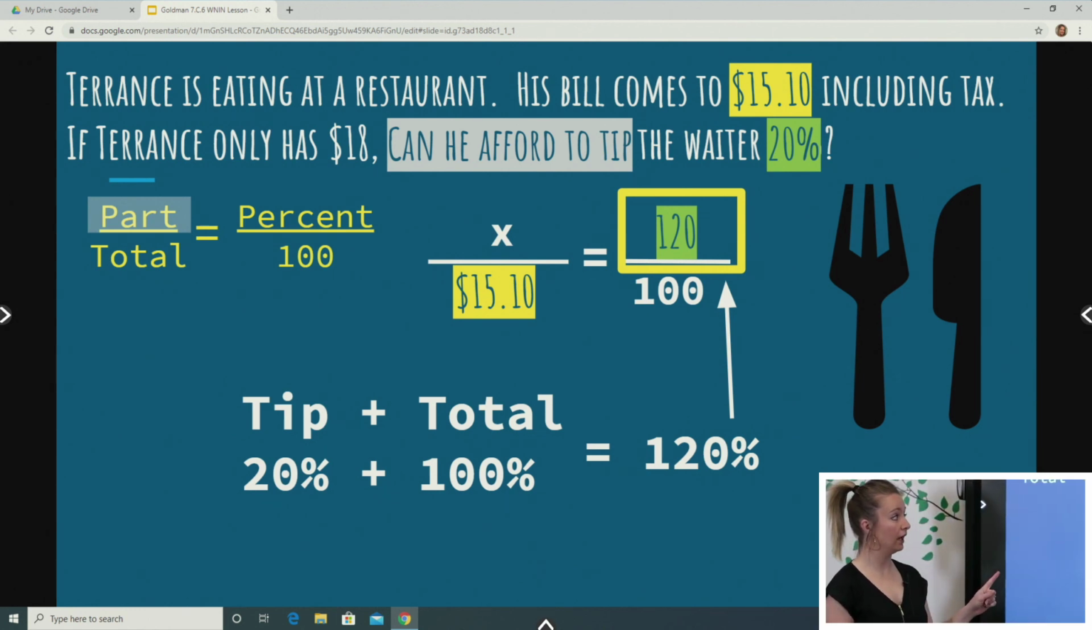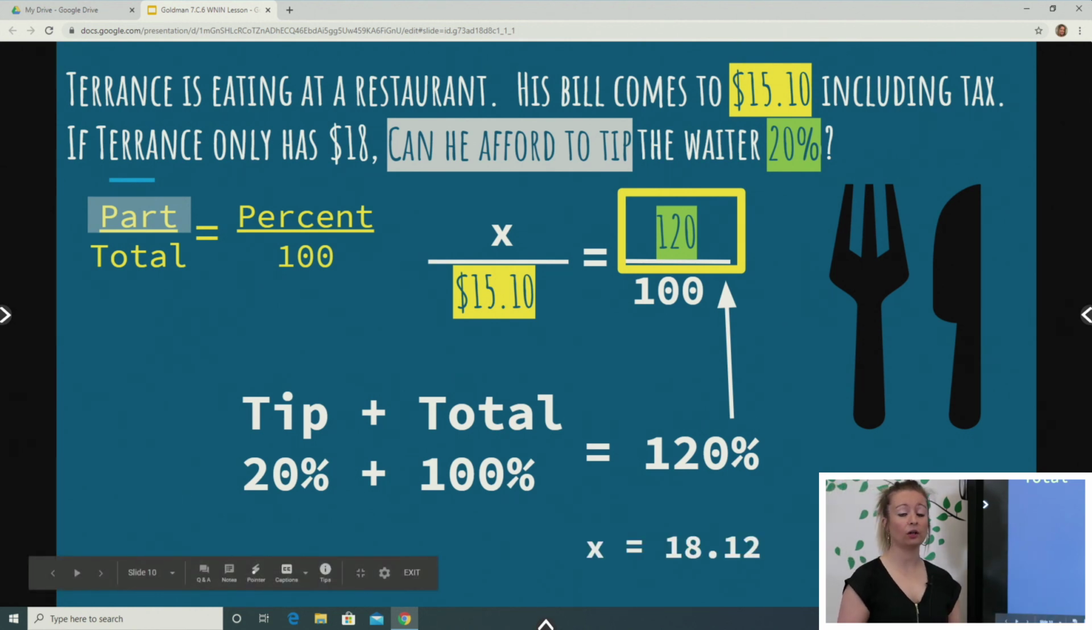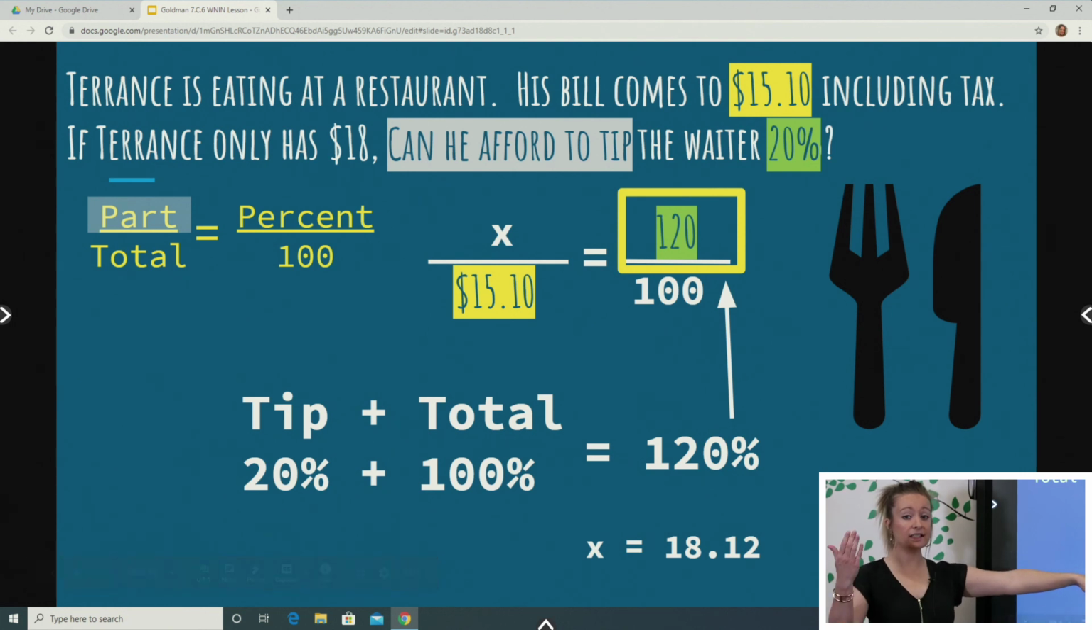Now when I solve for x, I'm not just looking for the tip, but I'm looking for the tip and total added together. So when we cross multiply and do all the rest of our work to solve our equation, we find that x equals 18.12. I've already done that extra step at the beginning, so that gives me my new total.